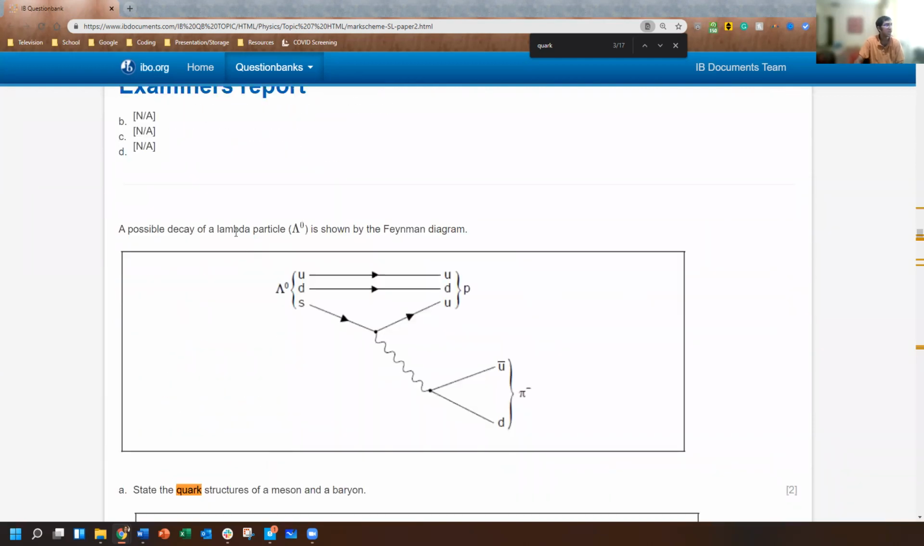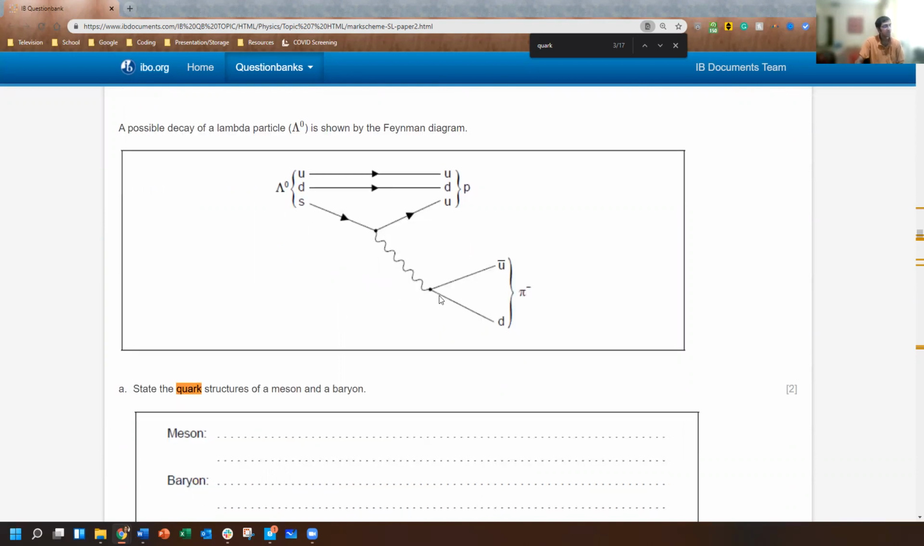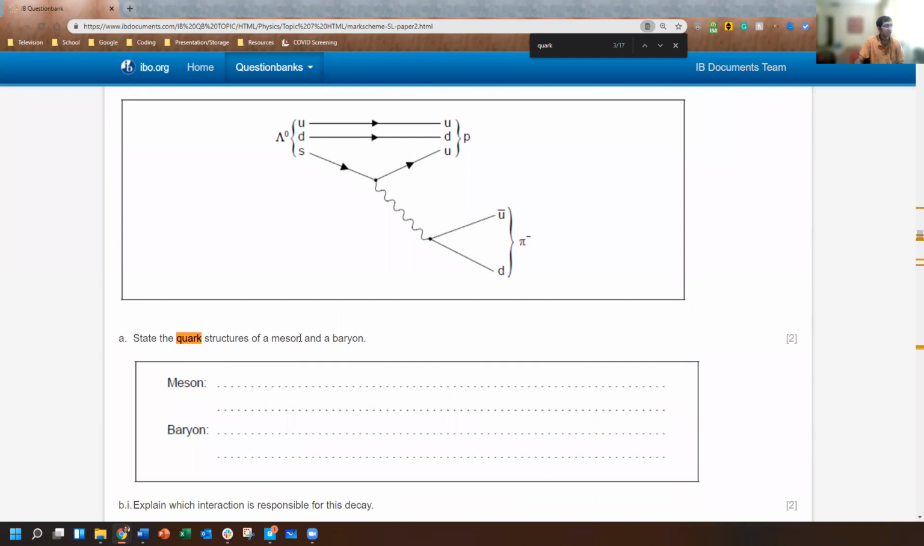So a possible decay of a lambda particle is shown in the Feynman diagram. So up becomes up, down stays down, then strange becomes up, which is interesting. Okay. So strange becomes up, and in that process, we have an anti-up and a down, and that's a negative pi. Okay, state the quark structures of a meson and a baryon.